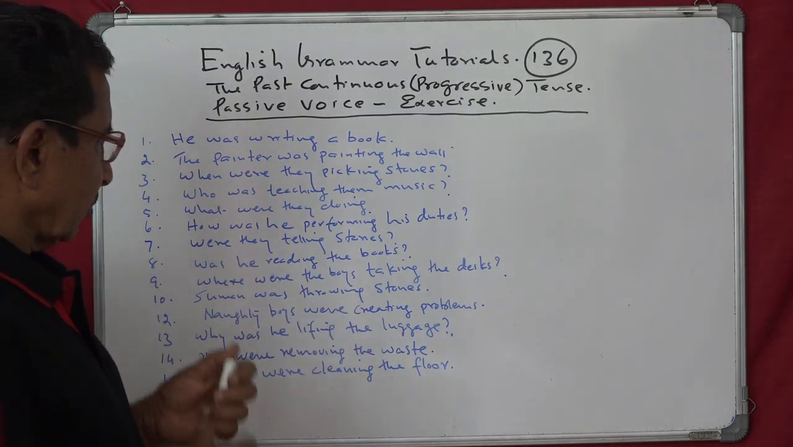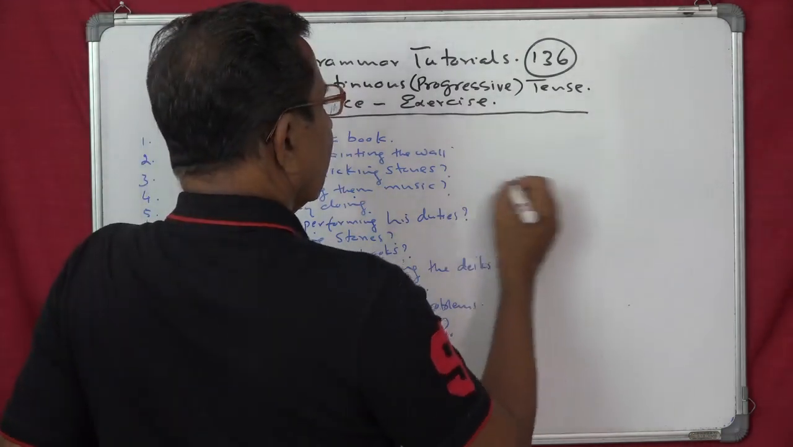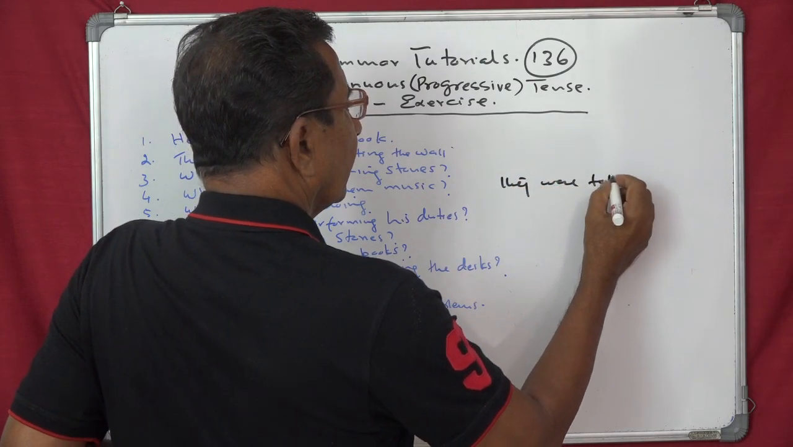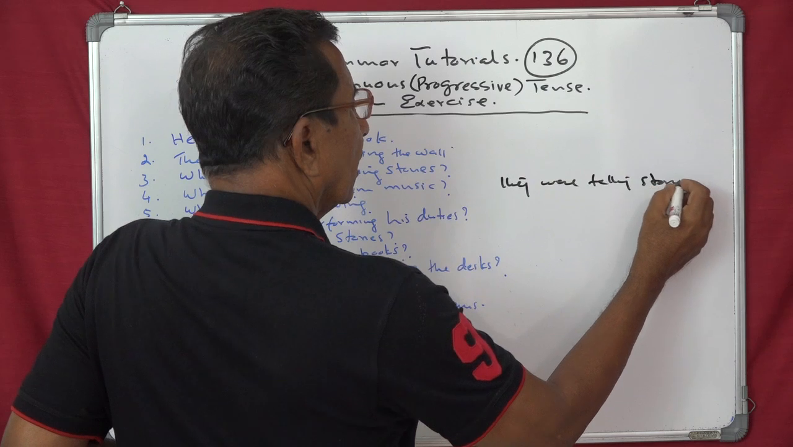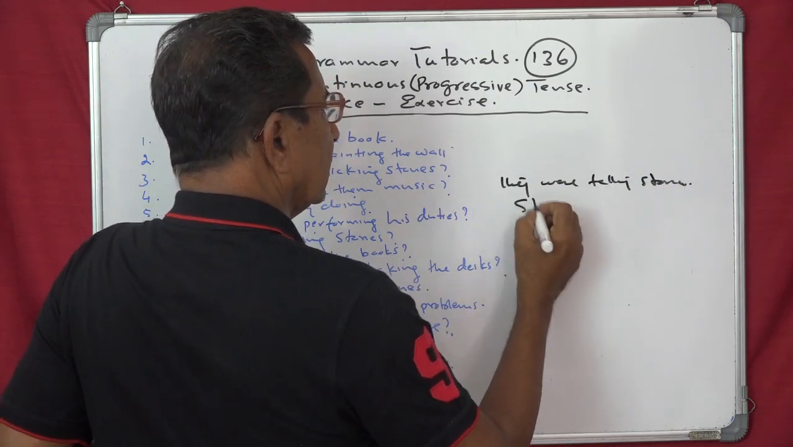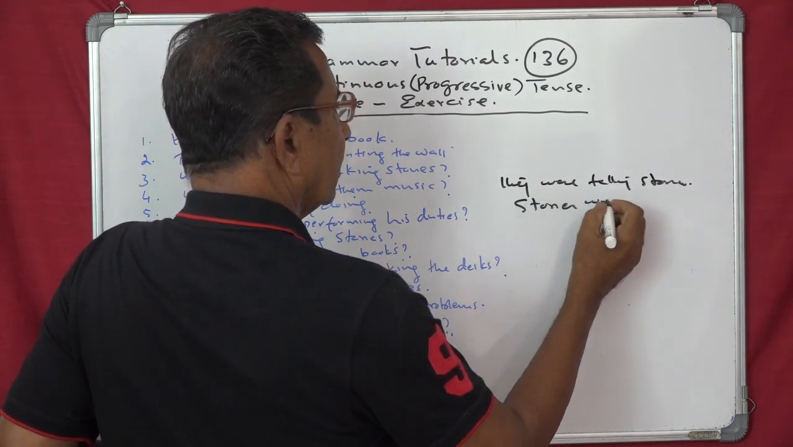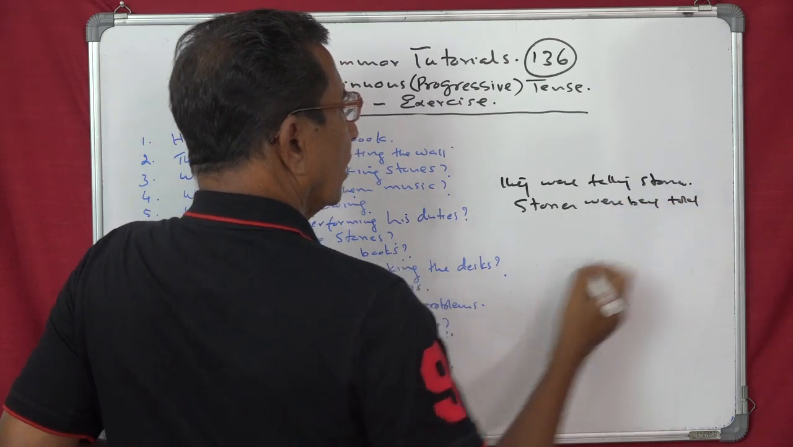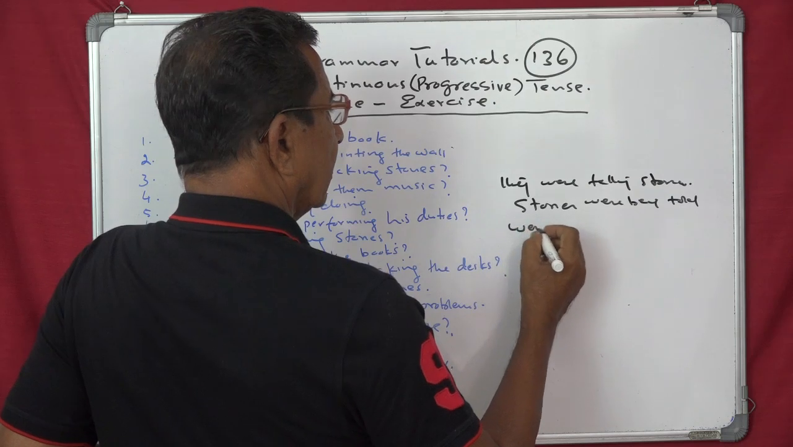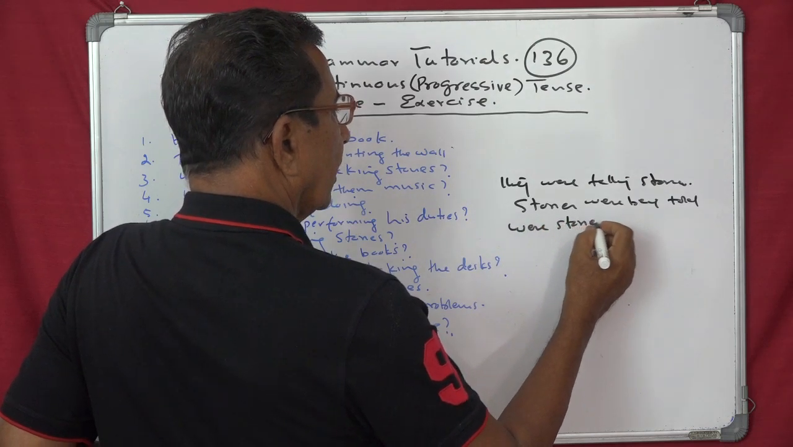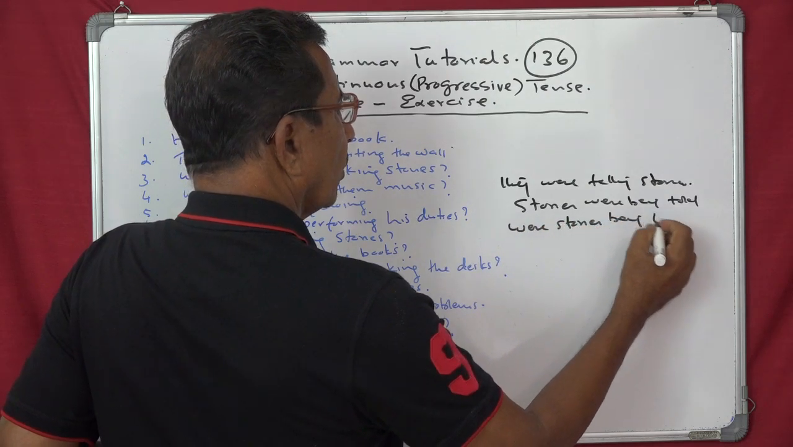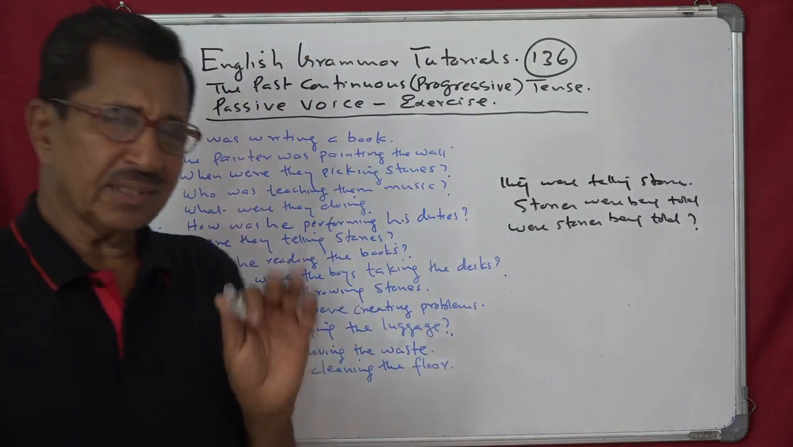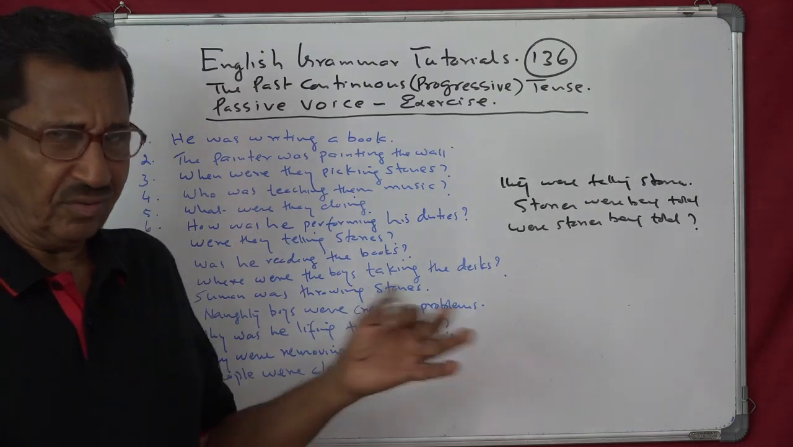Were they telling stories? Next one. So they were telling stories. Now it's very easy. Stories were being told. Then, were stories being told. Were stories being told by them. Them is not a specific one, so you can drop it.